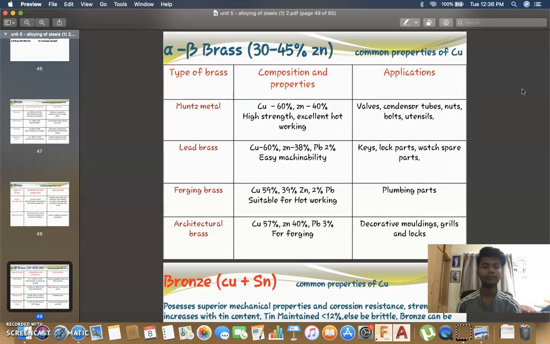Now let's go for alpha-beta brass. Muntz metal, which contains 60% copper and 40% zinc. And then lead brass, which is 60% copper, 38% zinc, and 2% lead, where the lead gives easy machinability. And forging brass, which contains 59% copper, 39% zinc, and 2% lead, which is suitable for hot working. Architectural brass, which is 57% copper, 40% zinc, and 3% lead, which is used for forging.